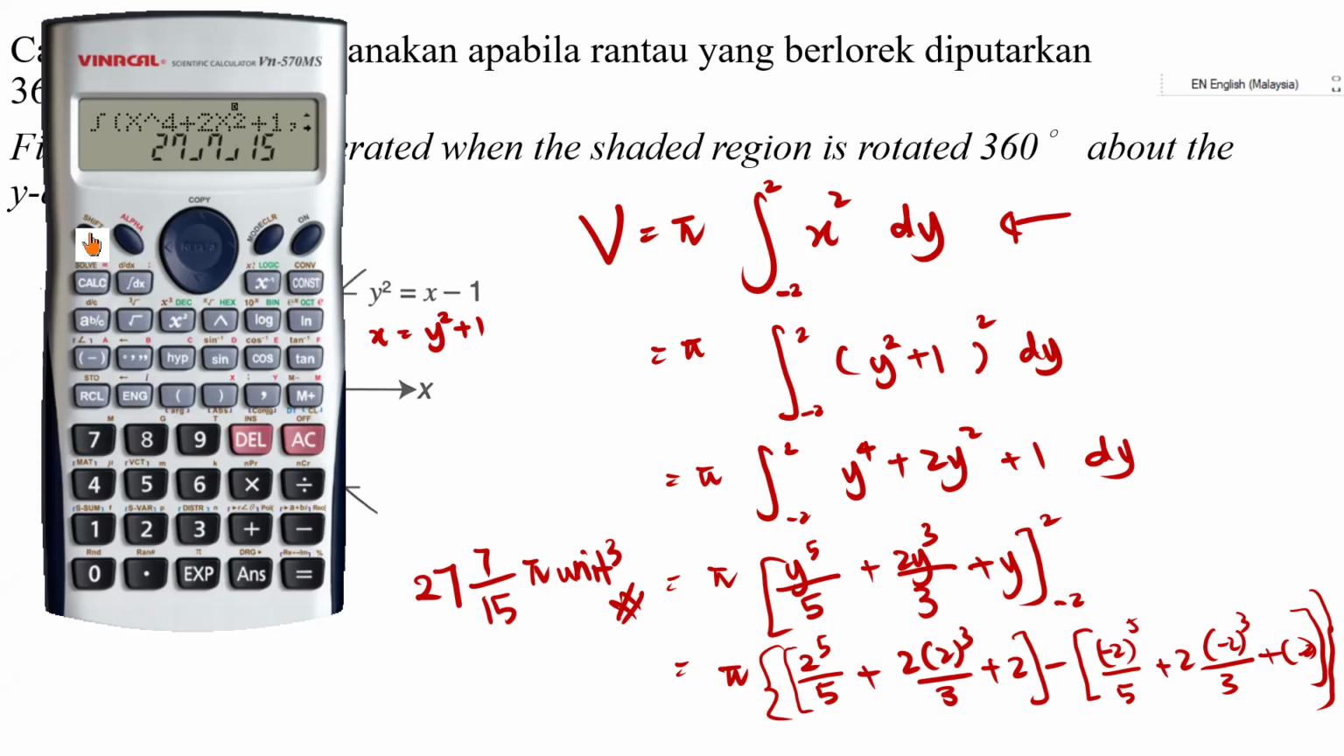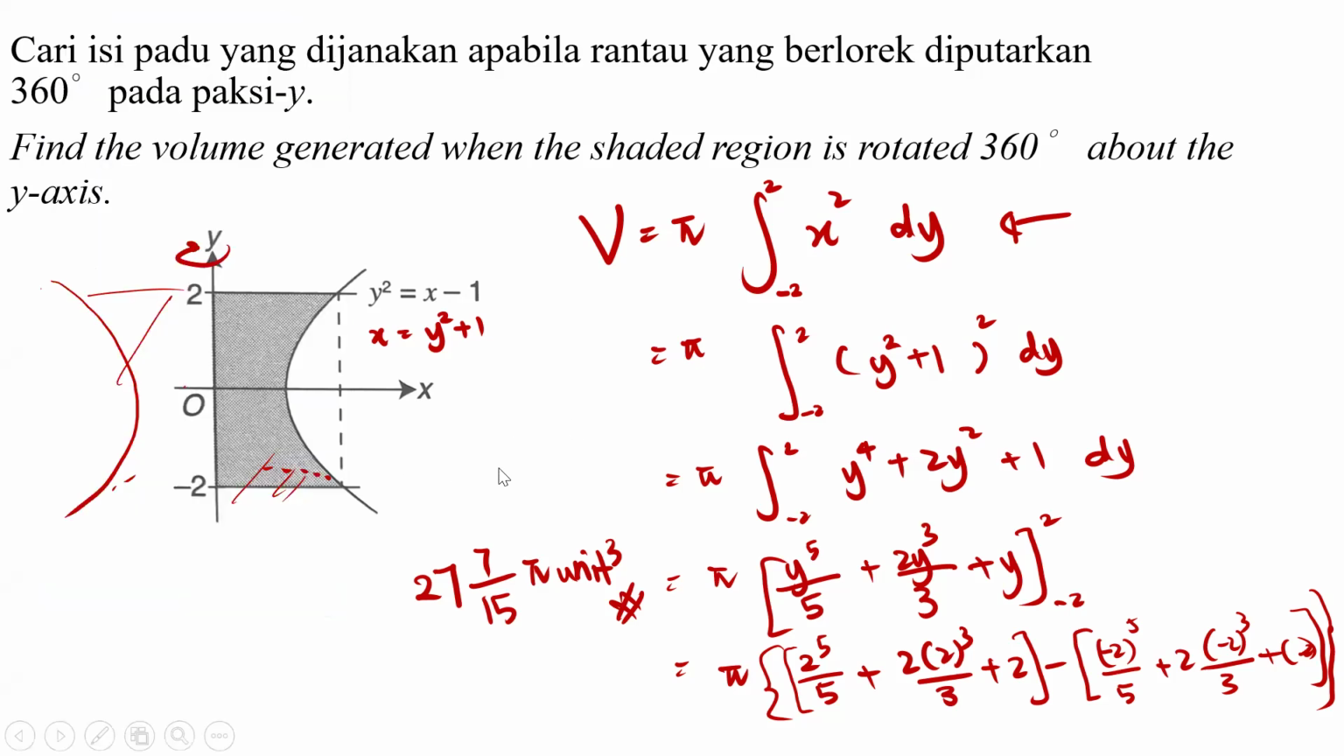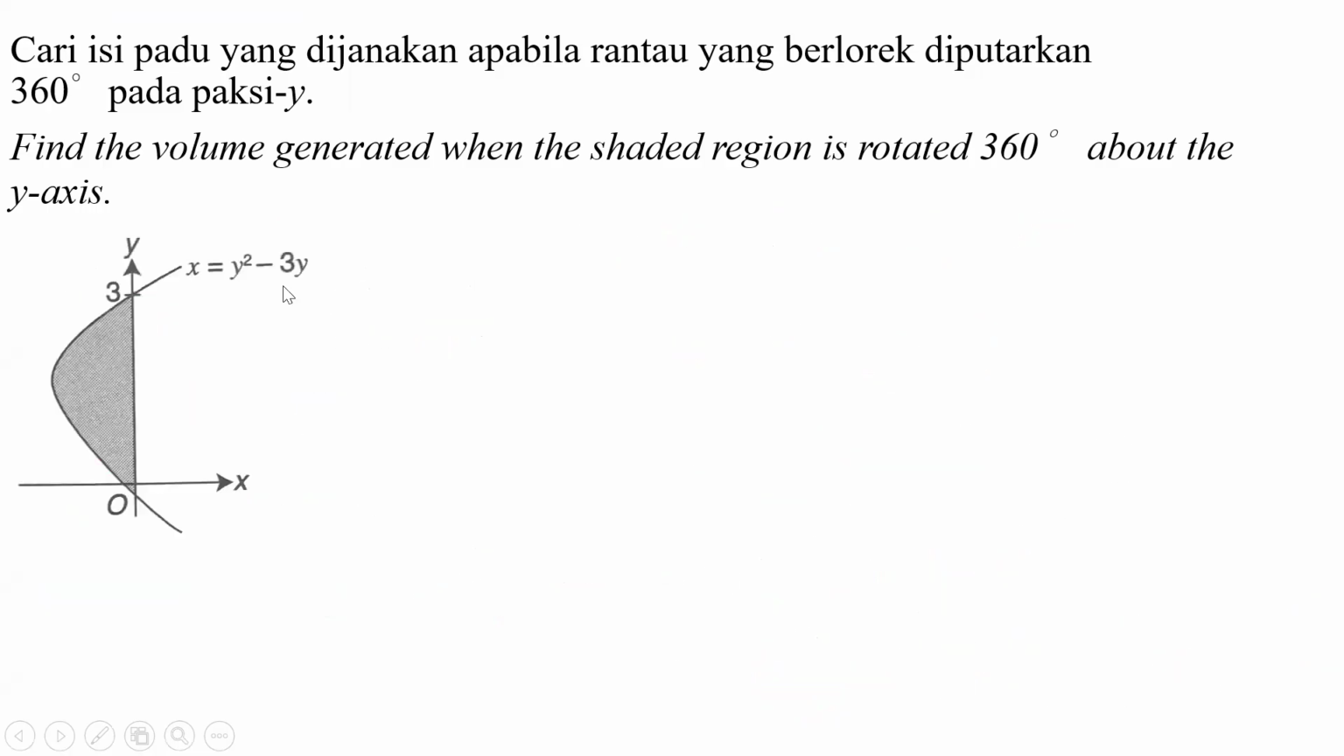Alright, on your calculator you will get 27.467. Just write that: 27.467 pi unit cube. Just let it be. Okay? Whatever your calculator shows, you just write it. Now, if you are not so confident, then you count this manually. It doesn't really matter, I think this one is a small matter.